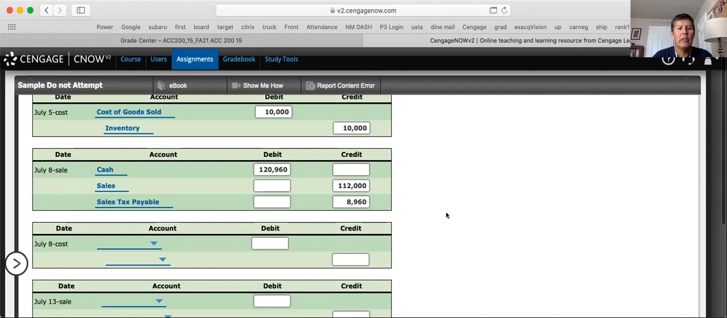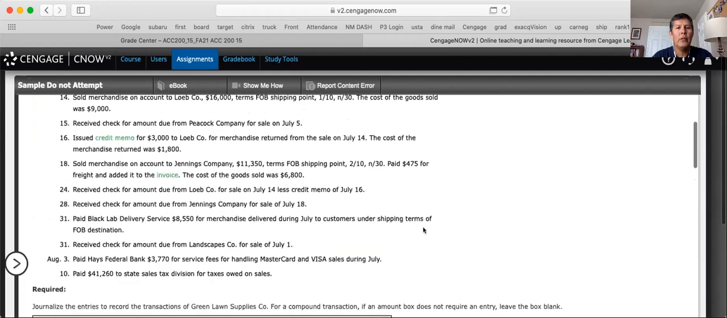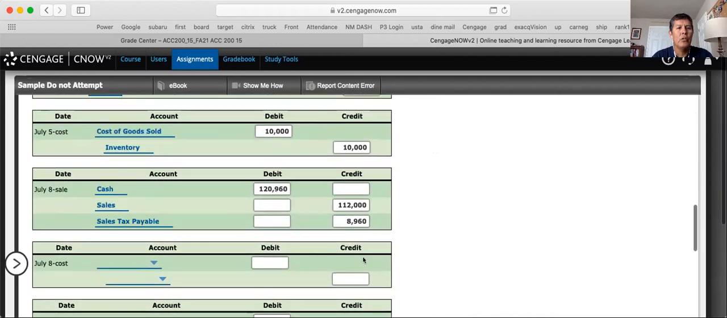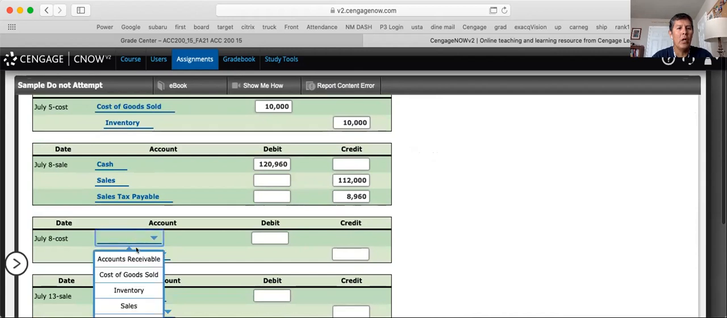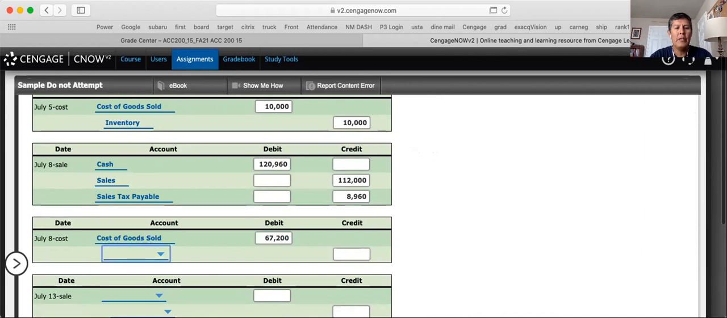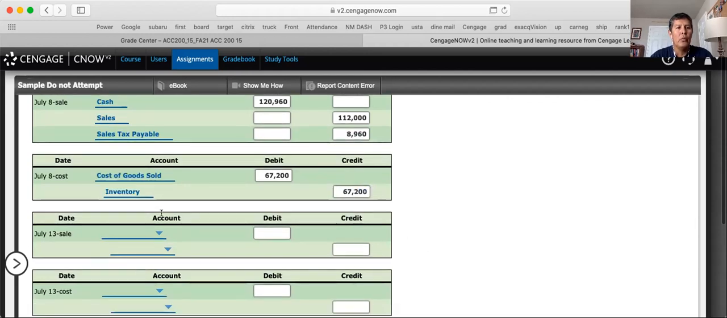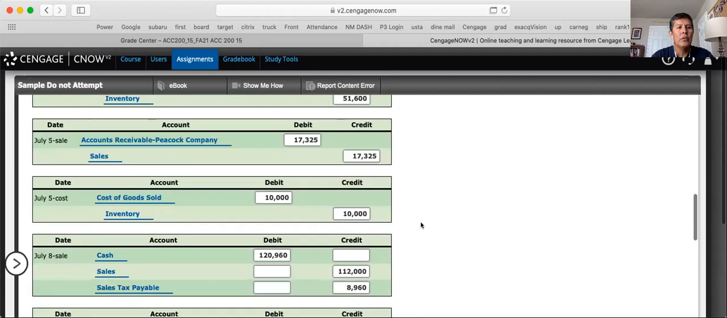Now let's take a look at our cost of goods sold up here. Our cost of goods sold for this sale is $67,200. So I'm going to go to cost of goods sold. Remember, we're expensing this $67,200, and we're going to pull it out of inventory. Okay, we're good with that one. Remember, we did the sale and we expensed it. We sold it, we expense it. Every time you do a sale, you have to expense your inventory. So let's go to July 13 now.